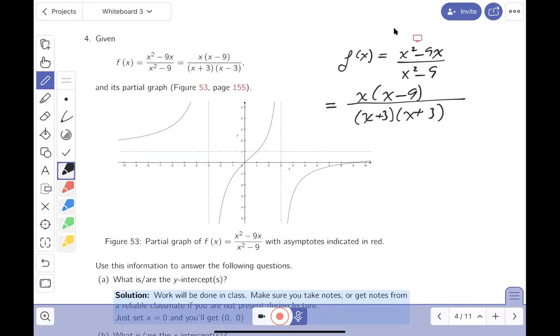Now, someone says, oh, you already did that for me. Why would I do that? You're trying to learn. But writing it down in factored form is going to be critical to you moving forward in these rational functions. We'll look at the picture later. I want to get to the questions.